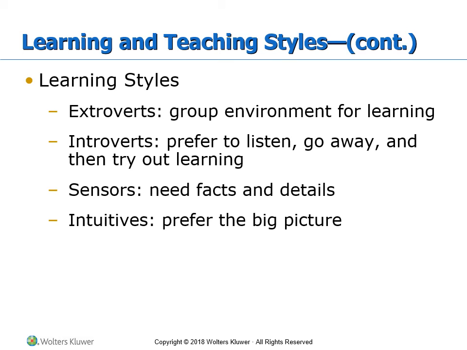In addition to the classic three quote-unquote learning styles of how people like to receive information, there's also other factors that determine how people can best learn. So for example, extroverts do best in a group environment for learning. Studying by themselves is not a great tool versus being in a group and discussing something. Introverts prefer to listen, go away, and then try out the learning. Sensors need facts and details, and intuitives instead would prefer the big picture, which is the infamous, where is this all going? How does this all fit into the bigger whole?